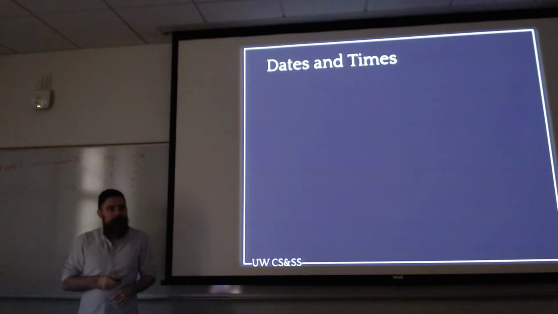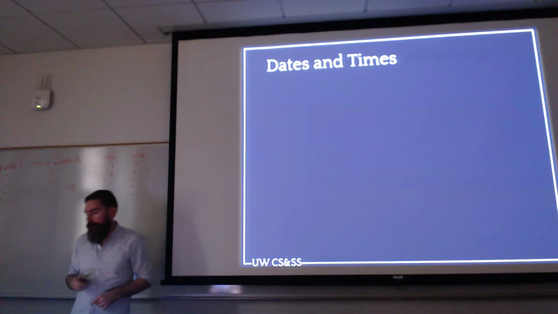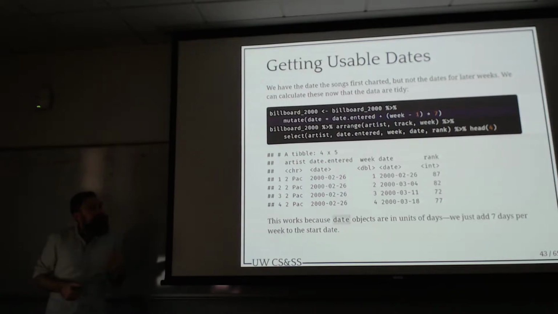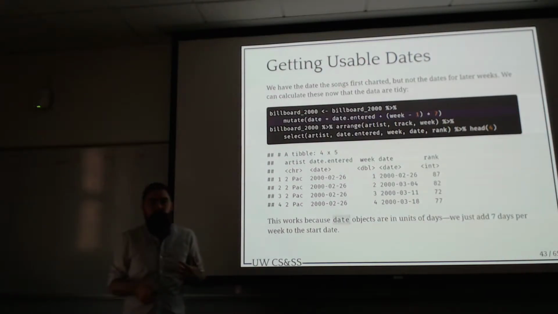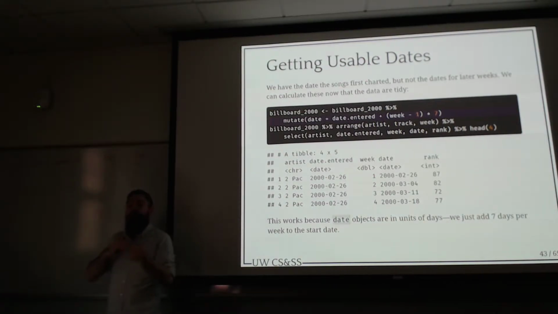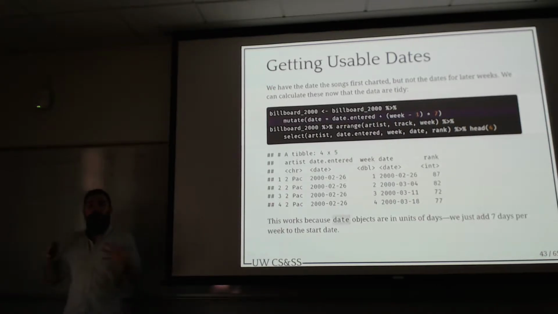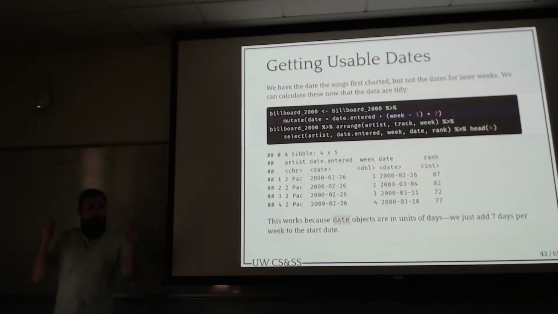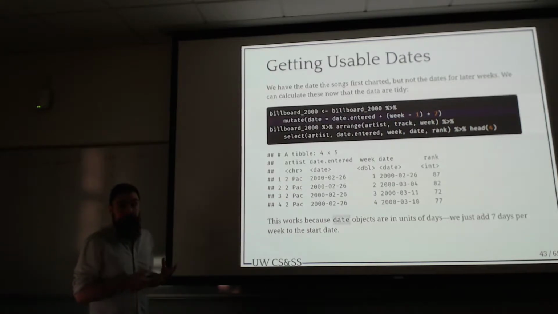Okay, now we're going to talk about dates and times. We have the date those songs first charted, but we don't have the dates for any of the later weeks. And if you remember, all those weeks on that chart were not lined up in any logical way. Everybody was just starting at week 1, but everybody's week 1 is a totally different thing. We want to make this a little bit more logical.